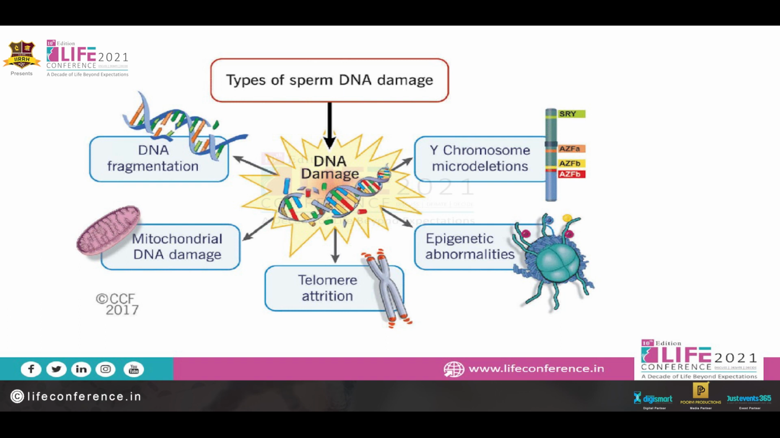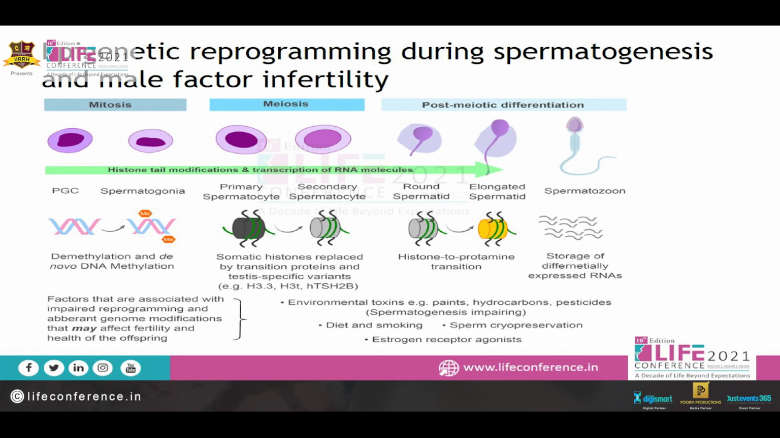And what happens with these Y chromosome deletions? You will find that when you have these deletions, the chance of this being passed on to the baby is very high, particularly for a male. So, we have to really counsel the parents that this could happen. Then they have a choice whether to go for a donor gamete or to still go for a child of their own genetic material. Now, this is a very complex slide. The next slide would be the epigenetic reprogramming during spermatogenesis and male factor infertility.